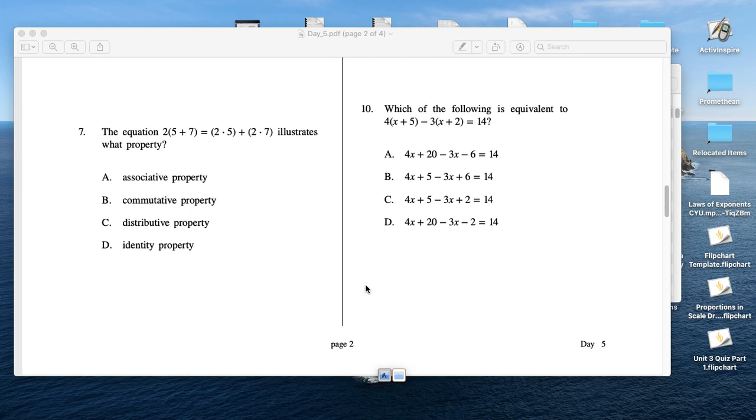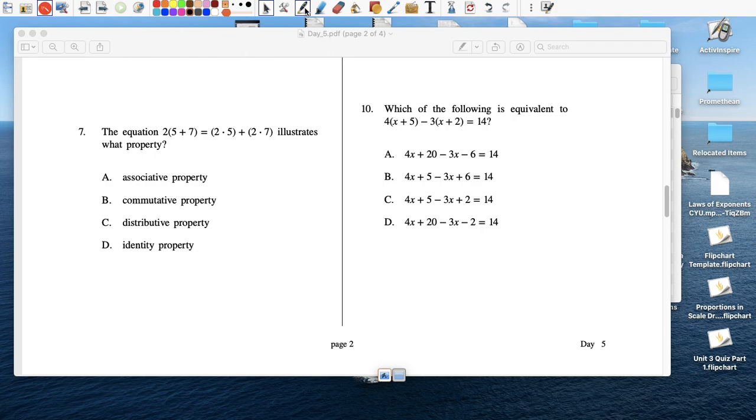10. Which of the following is equivalent to 4 times x plus 5, minus all that? If you use the distributive property, we get 4x. This one has 4x, this one has 4x, and then 4 times 5, which is positive 20. So this is good, this is not, and this is good. So B and C are gone. Then negative 3 times x gives us negative 3x. So this is good, and this is good. And then negative 3 and positive 2 should give you negative 6. So this is good, and this is not good. So that's the final answer.